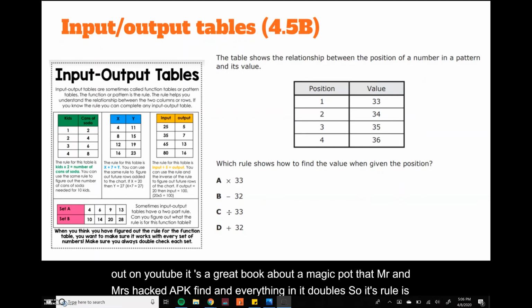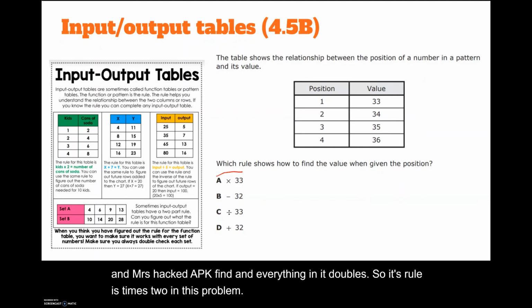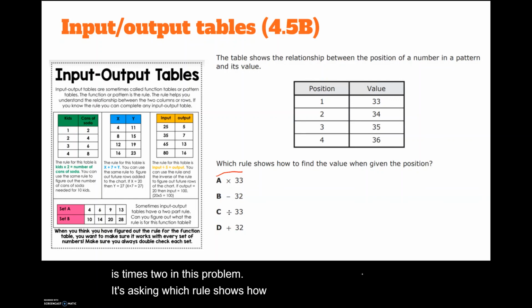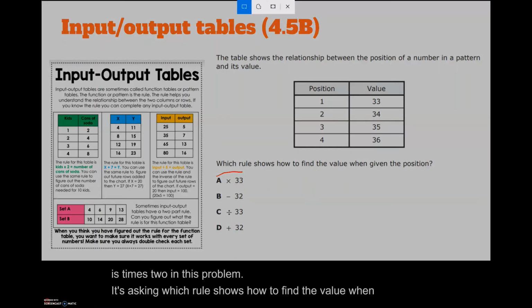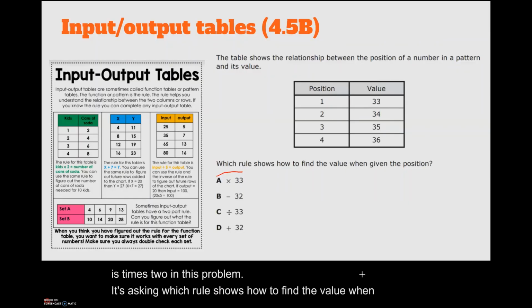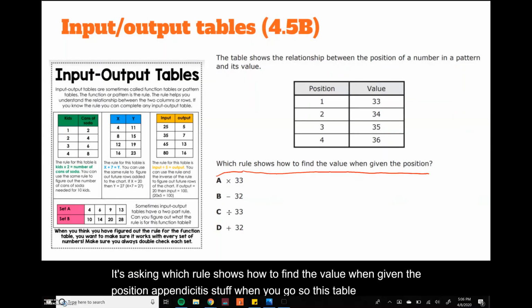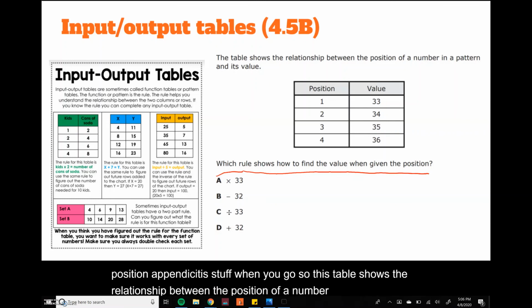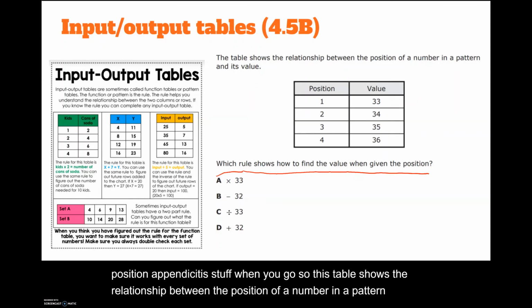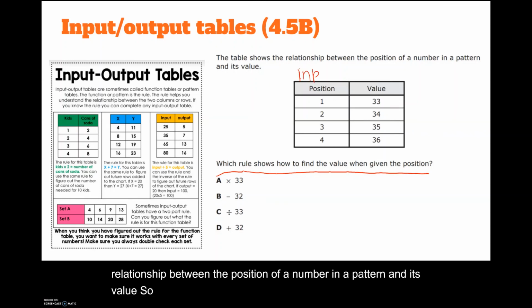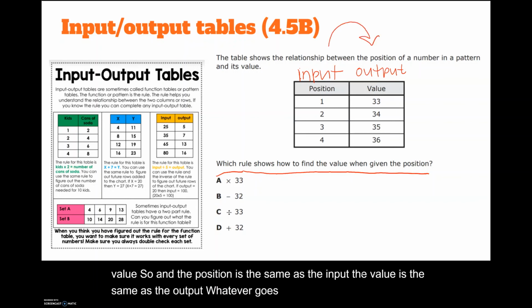In this problem, it's asking which rule shows how to find the value when given the position. My pen decided to stop working. There we go. So this table shows the relationship between the position of a number in a pattern and its value. So the position is the same as the input. The value is the same as the output. So whatever goes in has to follow a rule before it comes out. And that's what we're looking for.